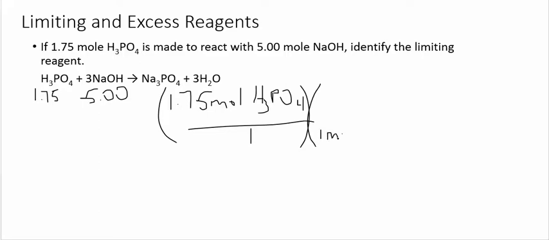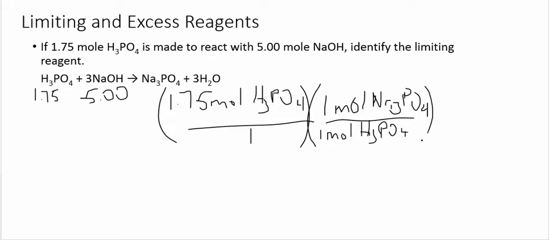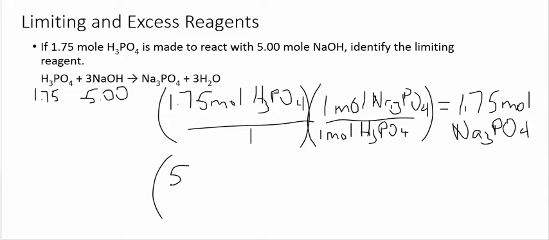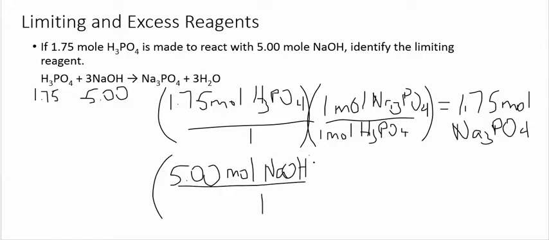There's 1 mole of H3PO4 for every 1 mole of Na3PO4. So 1.75 moles of H3PO4 would produce 1.75 moles of the product, sodium phosphate. And we're going to start with the 5 moles and do a very similar calculation. 5 moles of NaOH. We're going to solve for the same product. We're going to do the mole-to-mole ratio.